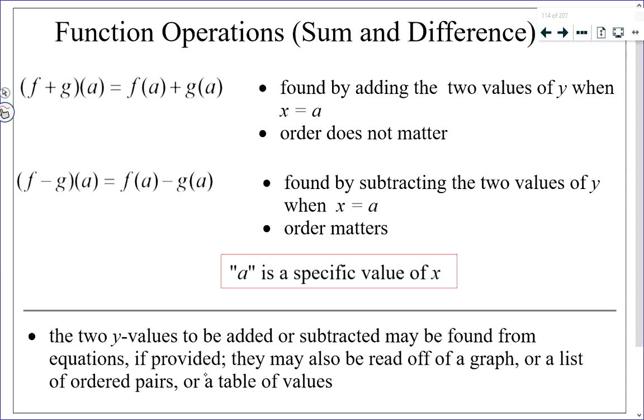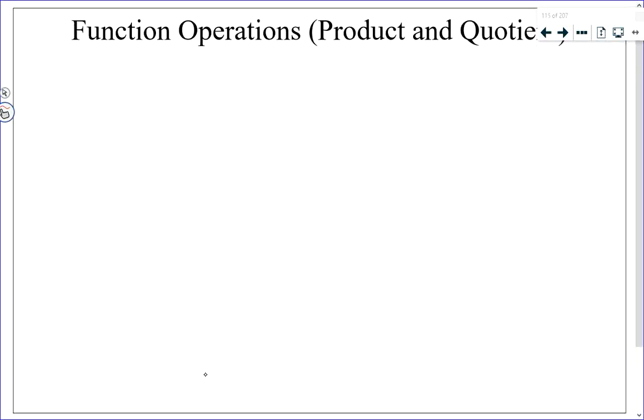These two y values that you're going to add or subtract may be found by looking at equations of the functions, if you're given them. They may be found by looking at the graphs of the functions, if you're given them. They may be found by a list of ordered pairs or a table of values, if you're given them. And you might be given the equation for f and the graph of g. But remember, it's y coordinates that you're after.